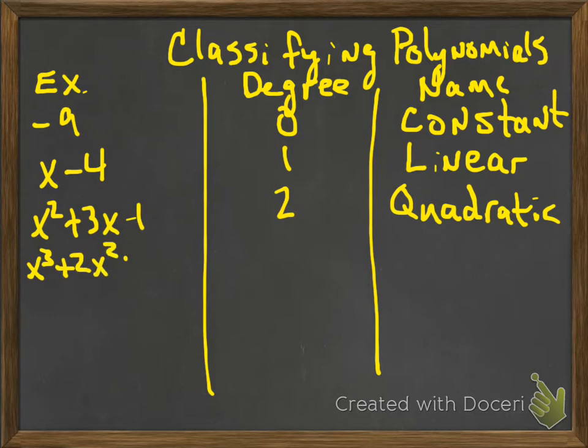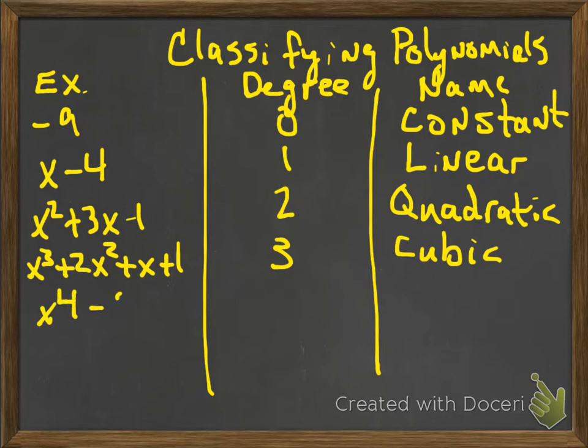X cubed plus 2x squared plus x plus 1. That's obviously degree 3. That's a cubic. So the next one will have a degree of 4. That's called a quartic.